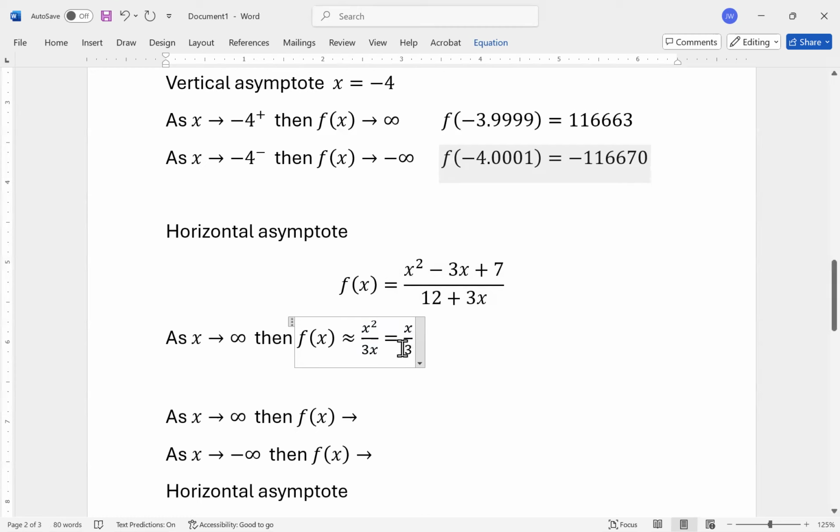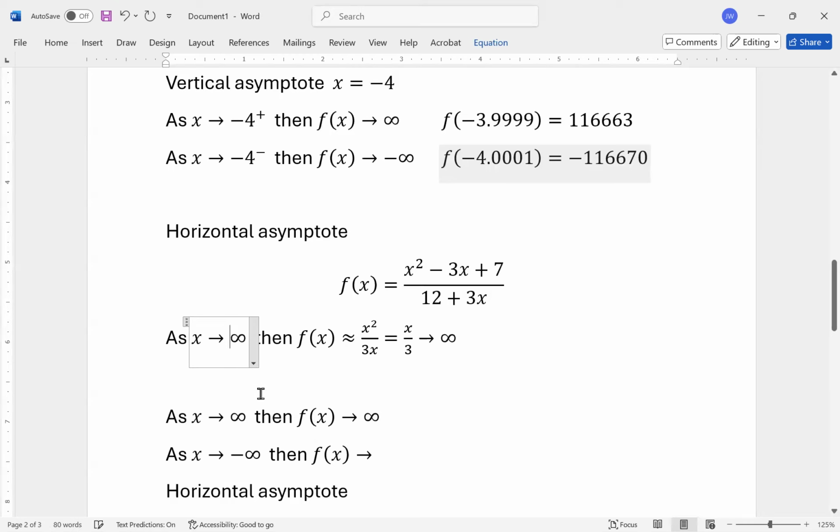So as x goes to positive infinity, well, what does this do? It's going to grow. So this thing is also going to go to positive infinity. So that's all we're saying there. As x grows, my f of x, my output value, is also growing towards infinity.